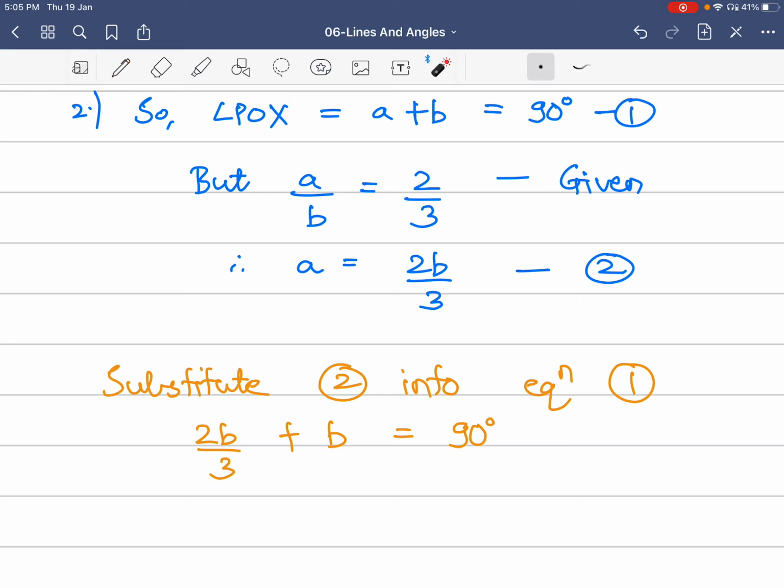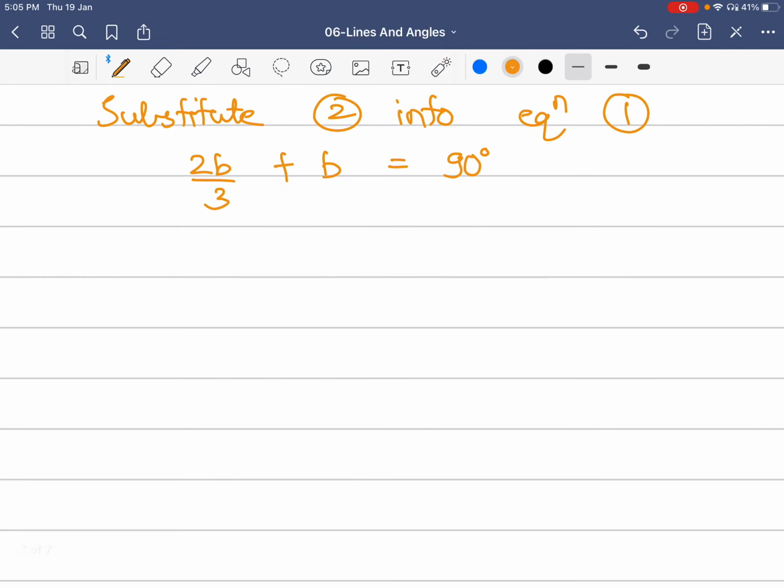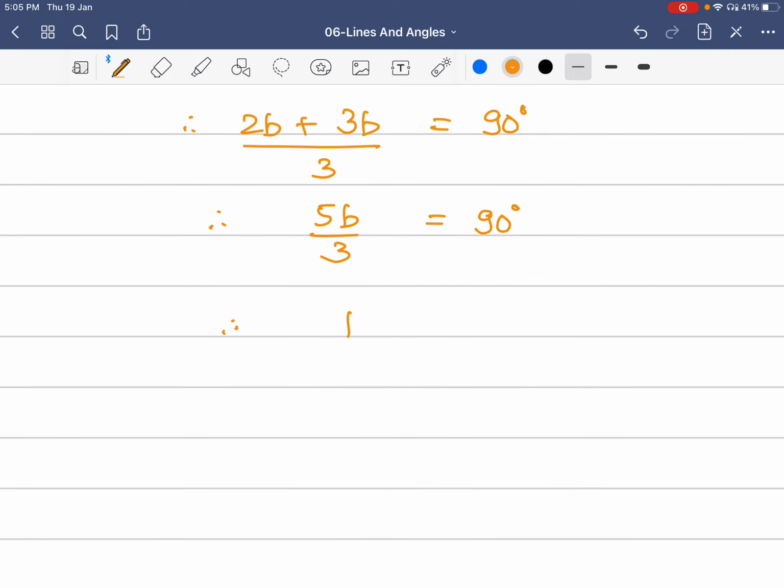Now if you look at this, it is an equation with only one unknown or only one variable, which is b. Now all we have to do is solve it. So let's go ahead and solve this equation. Therefore I get 2b plus 3b whole upon 3 equal to 90 degree, and therefore I get 5b upon 3 is equal to 90 degree. And therefore b will be equal to 90 into 3 the whole divided by 5. This fraction 5 by 3, when it goes on the right hand side of the equation, it's 3 by 5.